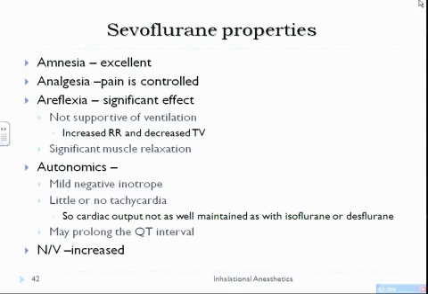On the autonomics, it is a mild negative inotrope. It has little or no tachycardia. It causes bradycardia, or decreases heart rate, when you use it initially to hit 1 MAC. Once you go above 1 MAC on sevoflurane, then the heart rate begins to increase. Okay? The downside of sevoflurane is if you have somebody who's bradycardic and you start sevoflurane, you're going to make them more bradycardic. So this is not the right agent to use in somebody who's severely bradycardic.